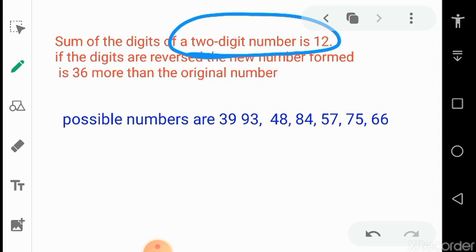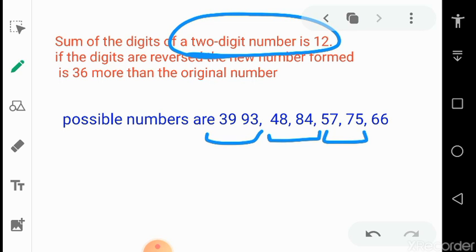So here this is a pair, this is again a pair, and this is another pair, because in the first pair we have 39 and 93 interchanging the digits. Similarly in the second, 48 and 84 we have interchanged the digits, and so on. Now try to check where the difference is 36.